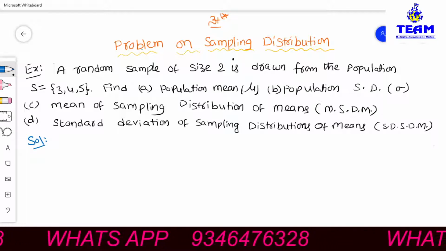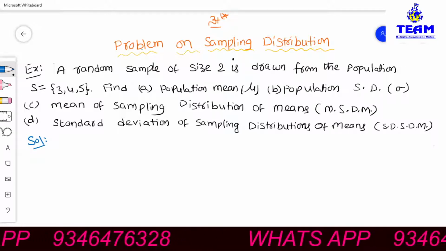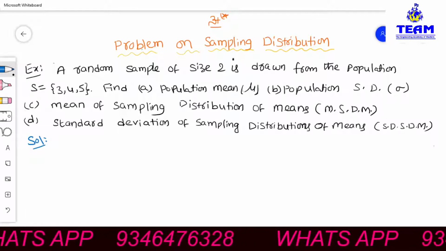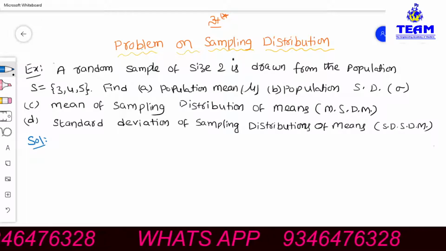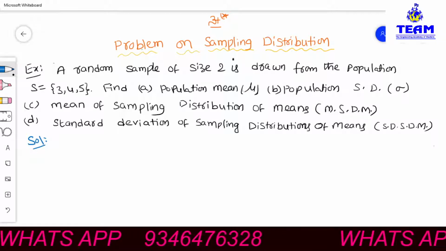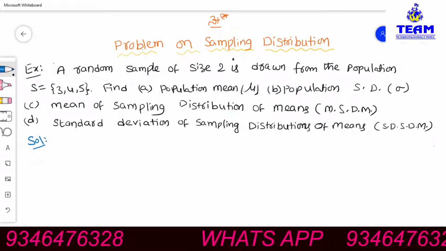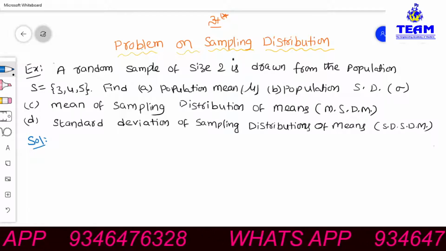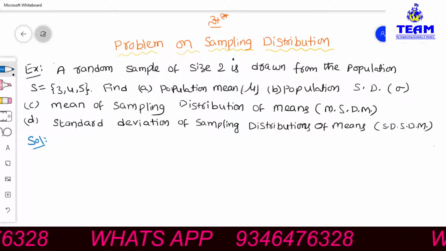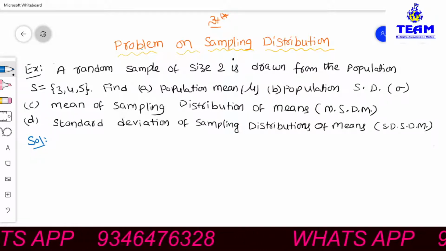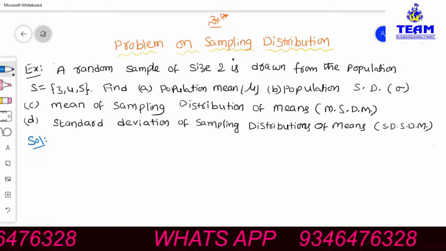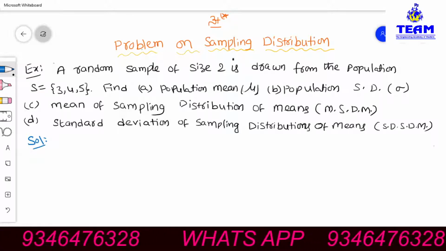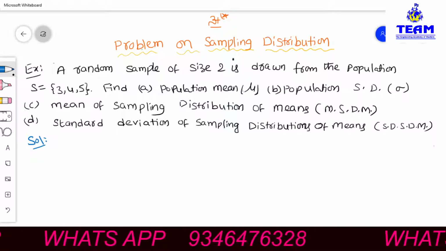Now the problem is a random sample of size 2 is drawn from the population S = {3, 4, 5}. Now we have to find population mean, population standard deviation, mean of sampling distribution of means, that is also called as MSDM, and standard deviation of sampling distribution of means, which is known as SDSDM. SDSDM stands for standard deviation of sampling distribution of means. Now I have to go to solve this problem.